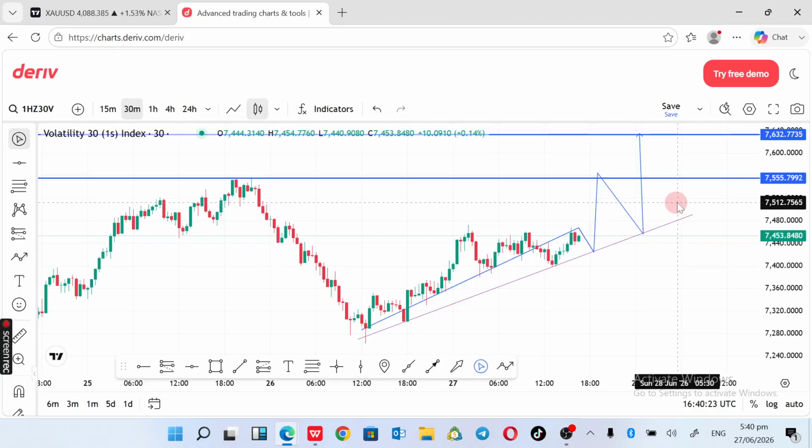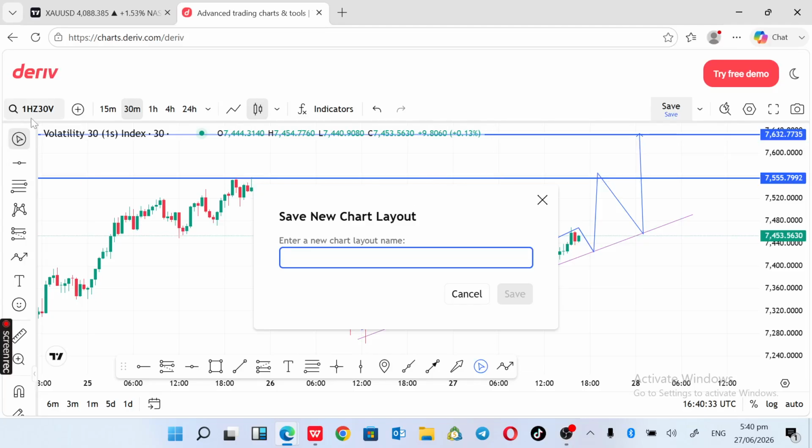Now, how do we actually keep this? To save this trade, we're going to go back to save. We'll click on save. Then you look at what pair you are trading. V301S. That is this pair. And today is Saturday. So we name it Saturday V301S, then you save.